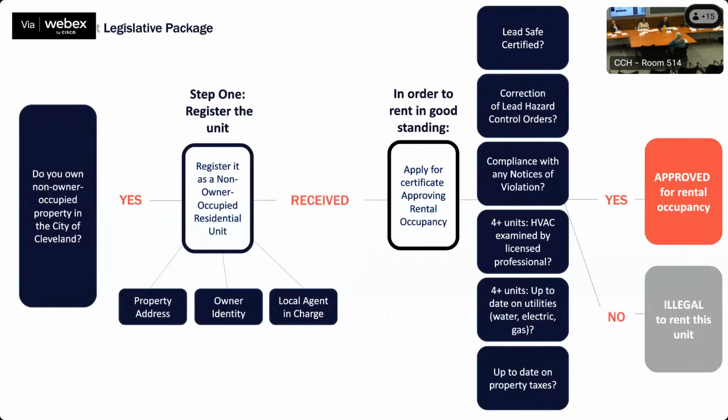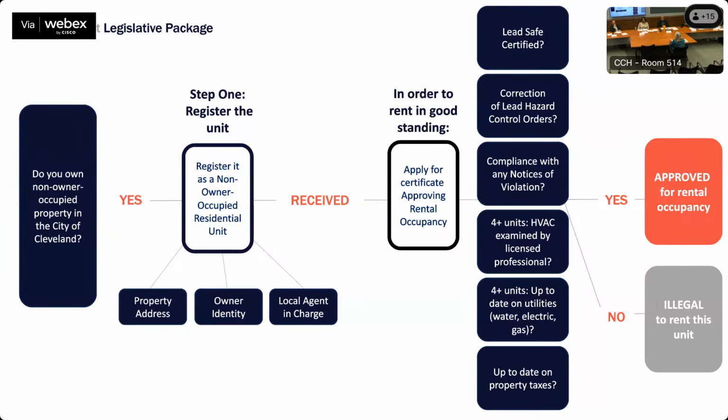Next slide, please. So how it works is essentially, if you have non-owner occupied properties in Cleveland, you have to register them one way or the other. We need to know who you are, where you live, who your local agent in charge is. And in order to rent in good standing and to receive a certificate approving your rental occupancy, you need to be lead safe certified. You need to correct any lead hazard control order on the parcel. You need to comply with any notices of violation. As stated before, HVAC would have to be certified for 4+ unit buildings. Also, up to date on utilities for 4+ unit buildings.